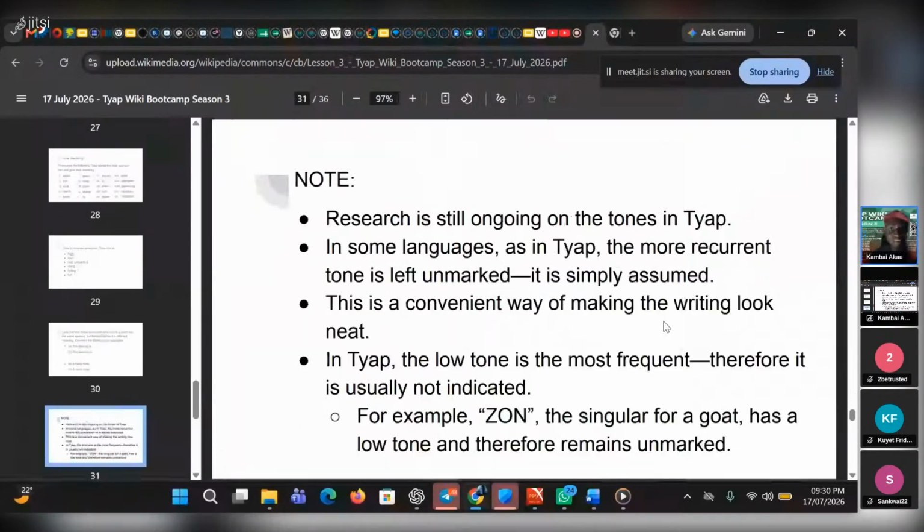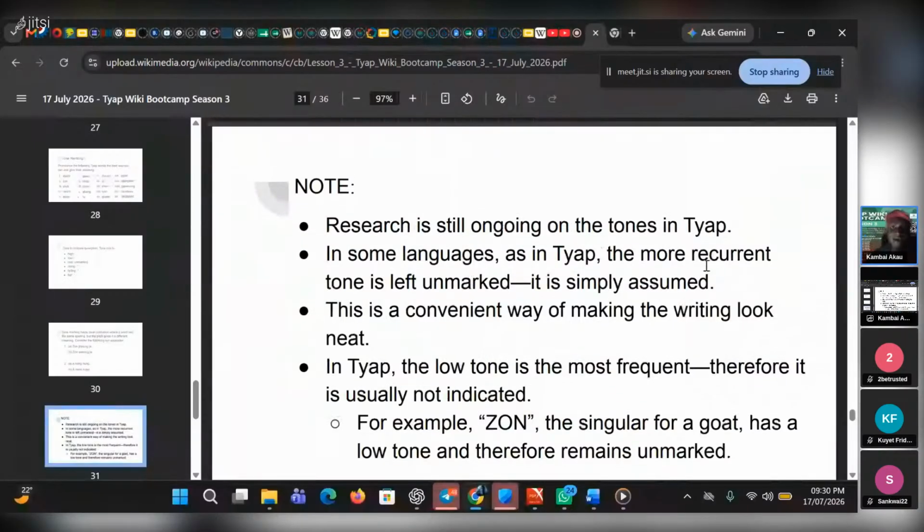The research is still ongoing on the Tyap tonation or the tones. And then in some languages like Tyap, the more recurring tone is left unmarked. Just as I said, the low tone is not marked in Tyap, but the high tone is marked. And then this is just to make it look neat, you know. In Tyap, the low tone is most frequent, so we don't mark it.